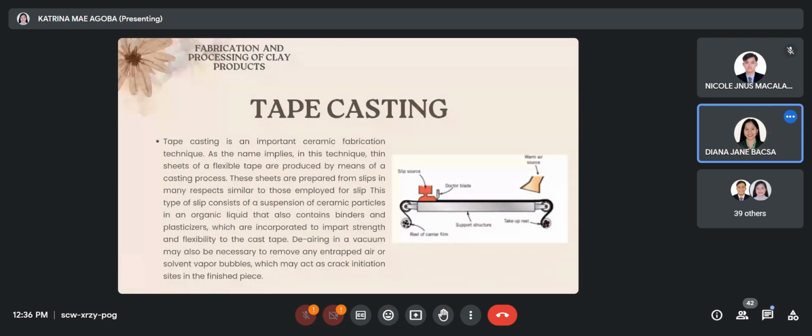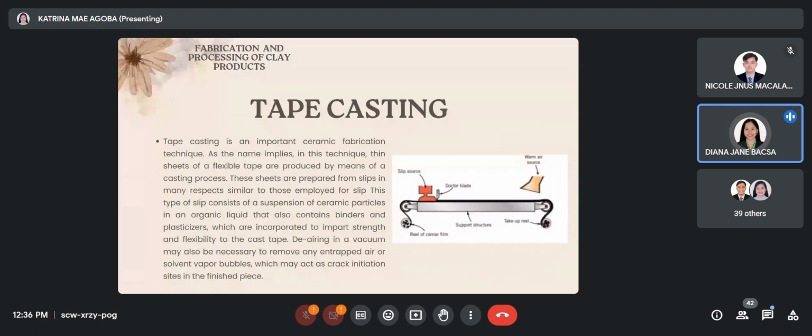Tape casting is an important ceramic fabrication technique. As the name implies, in this technique, thin sheets of flexible tape are produced by means of a casting process. These sheets are prepared from slips in many respects similar to those employed for slip casting. This type of slip consists of a suspension of ceramic particles in an organic liquid that also contains binders and plasticizers, which are incorporated to impart strength and flexibility to the casting.